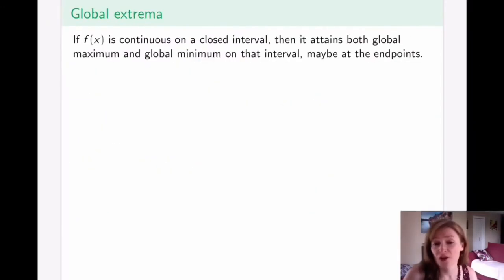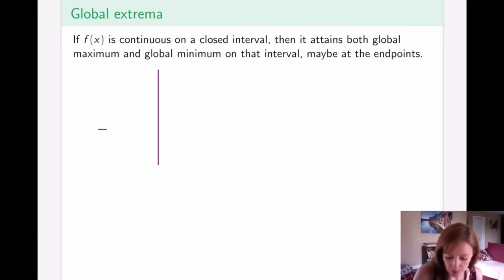Now we've talked about how to find local maximum and minimum. What about global extrema? The extreme value theorem actually gives us a very easy way to do so. It says that if I start with a continuous function on a closed interval, so a specified interval, then I am guaranteed that my function will attain both a global maximum and a global minimum on that interval, potentially at the endpoints.